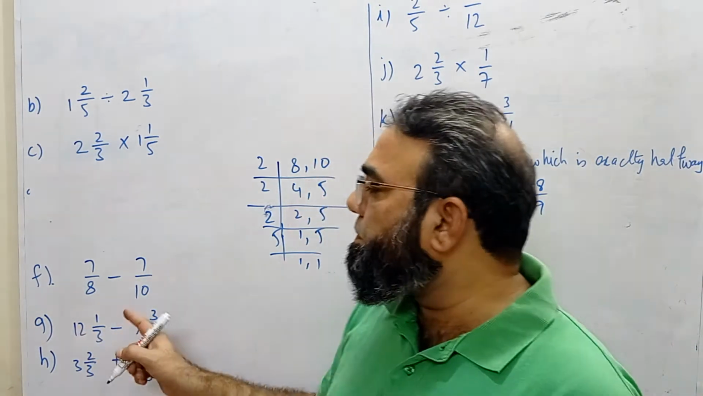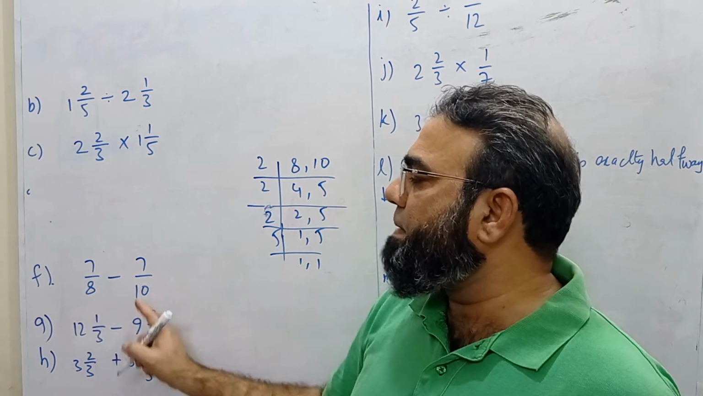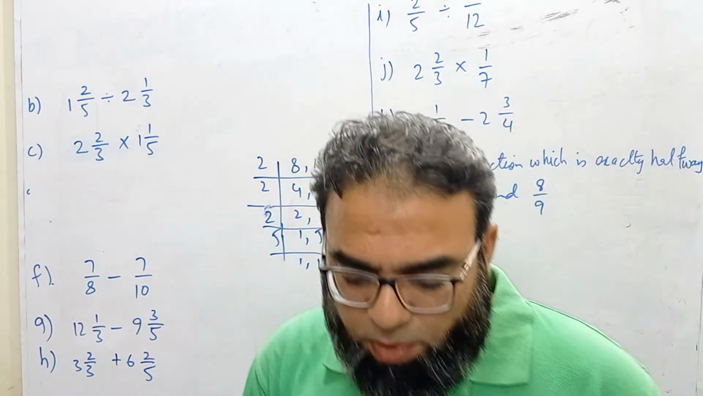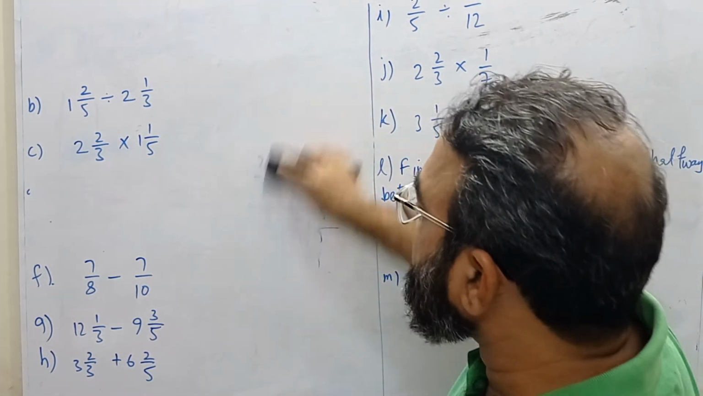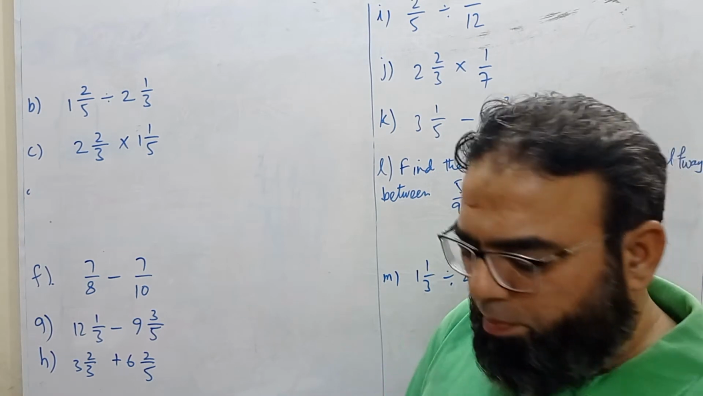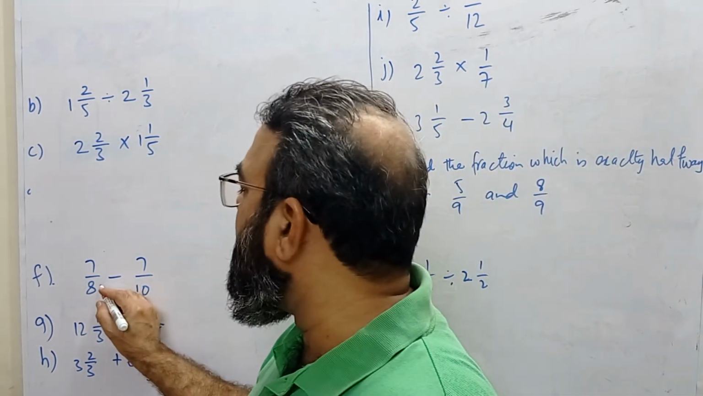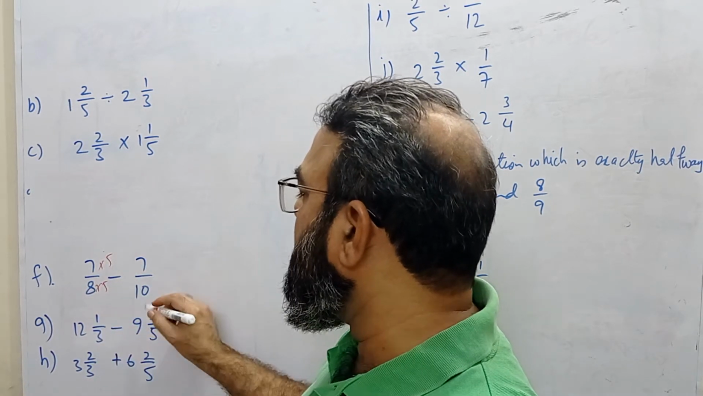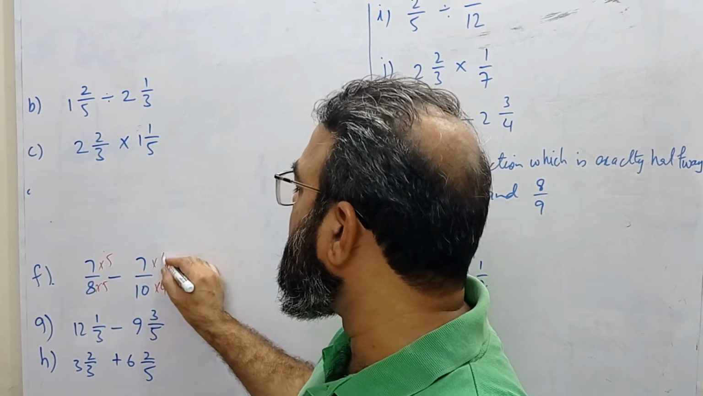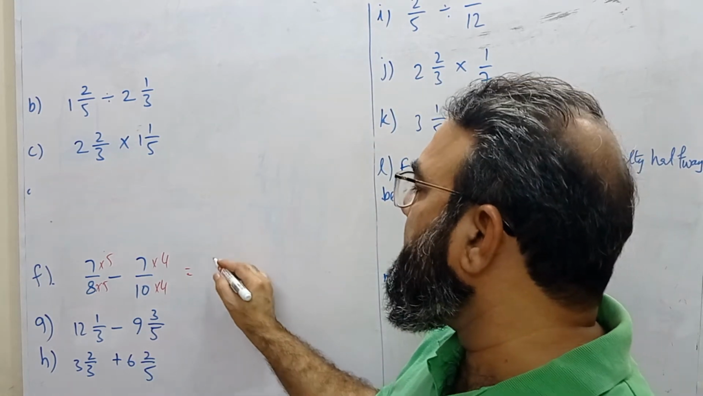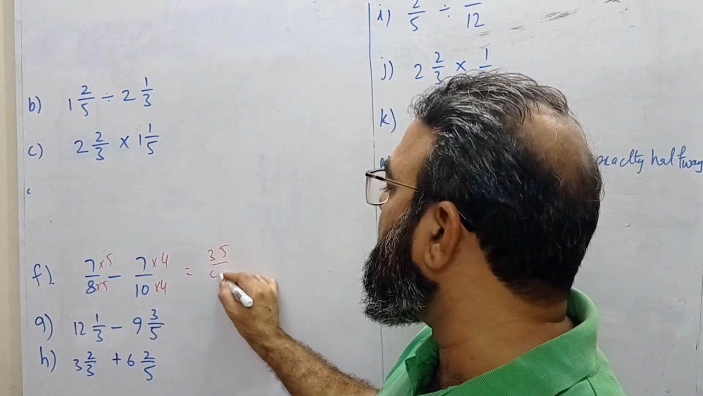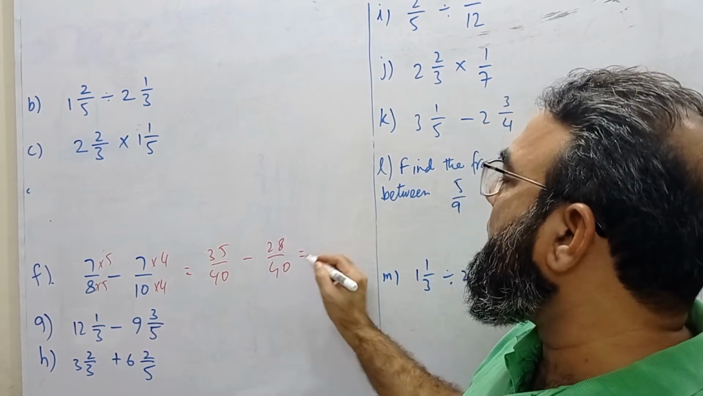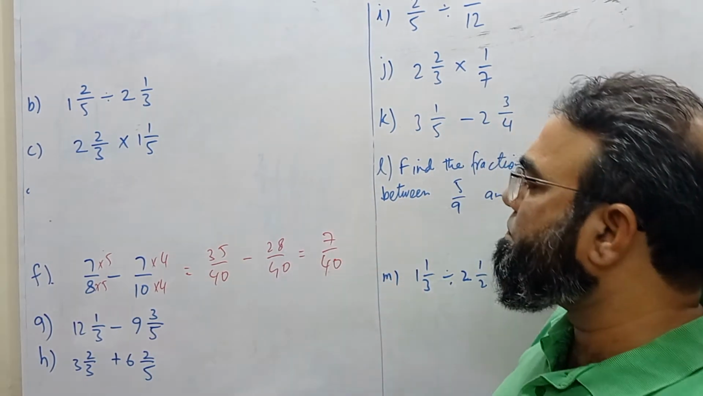Some of the students just multiply them together. That is not a good idea. Examiners sometimes can cancel your marks for writing the wrong LCM. Anyhow, the LCM we have learned is going to be 40 over here. So we know that 8 times 5 is 40, so we multiply with 5. 10 times 4 is 40, so we multiply that by 4. Now this is going to be 35 over 40 minus 28 over 40. So your answer is going to be 7 over 40.